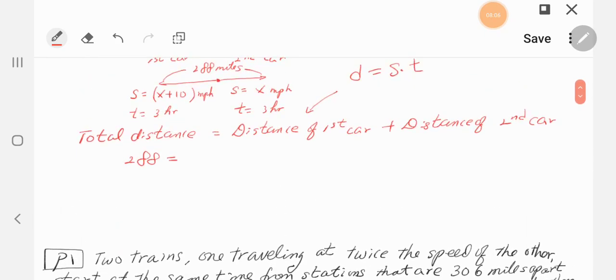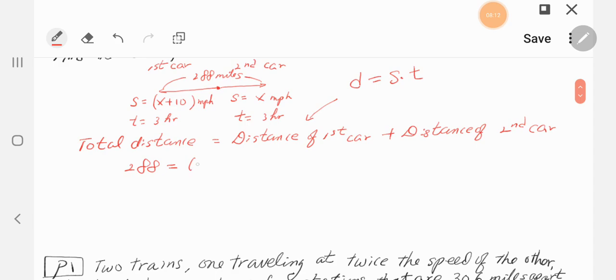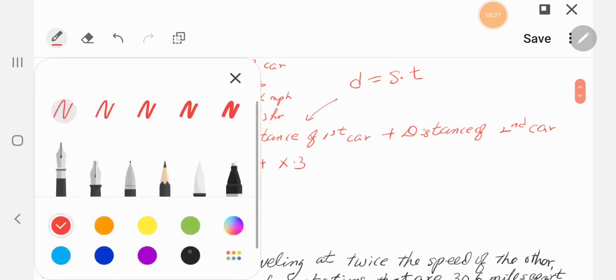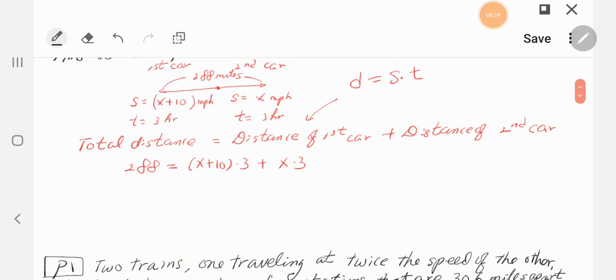And the distance the first car traveled is the speed. What's the speed of the first car? X plus 10, right? X plus 10. And then how many hours? 3 hours. Okay, plus the second car. The speed of the second car is x. How many hours? 3 hours. So using this equation, let's find x. Then x is the speed of the second car.